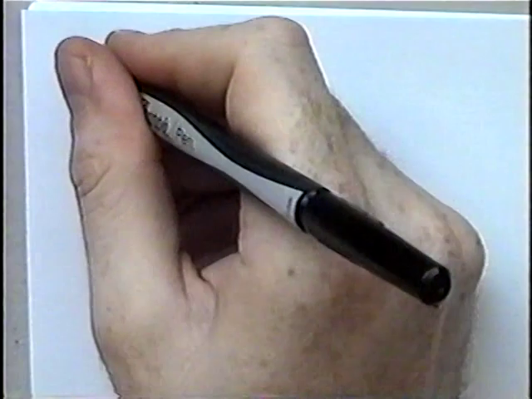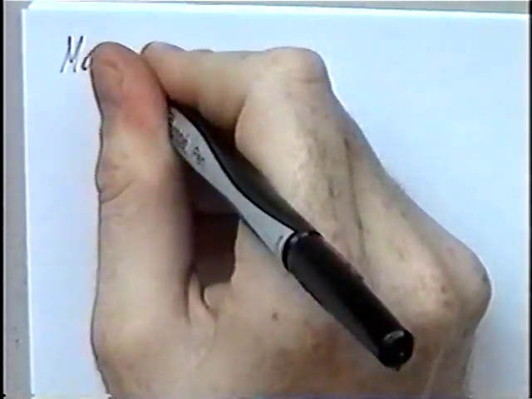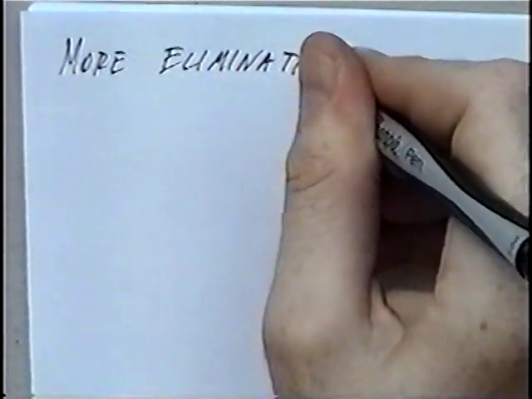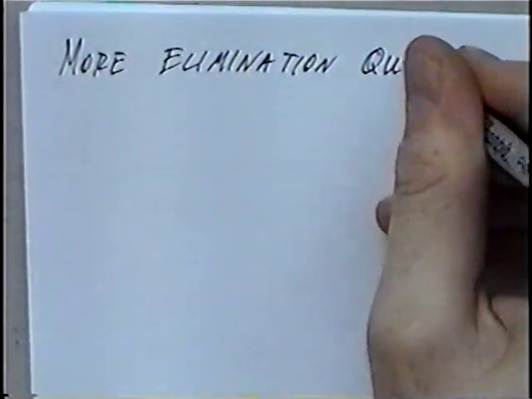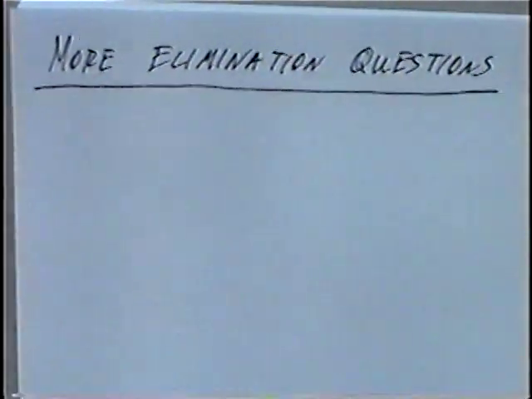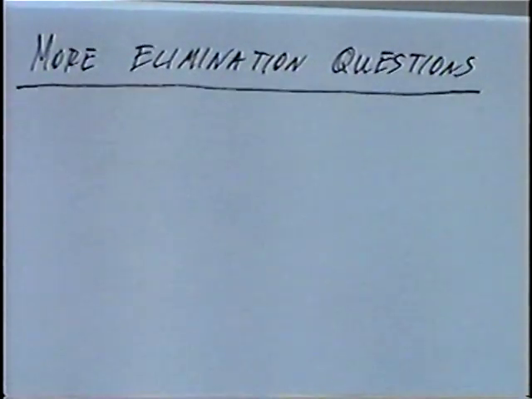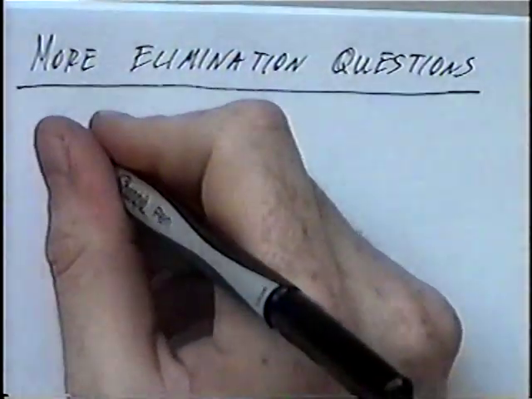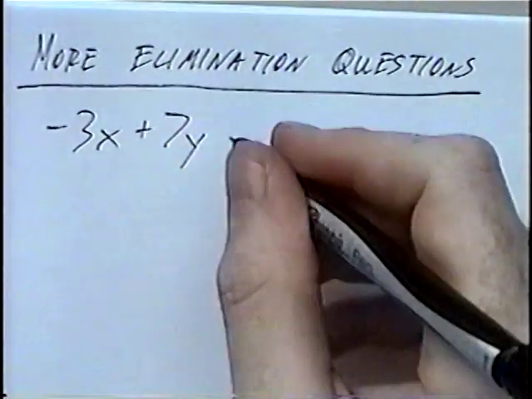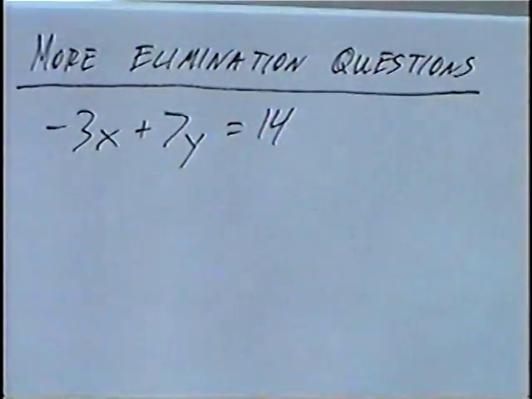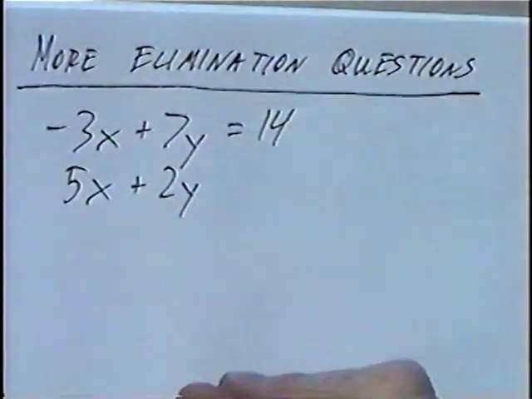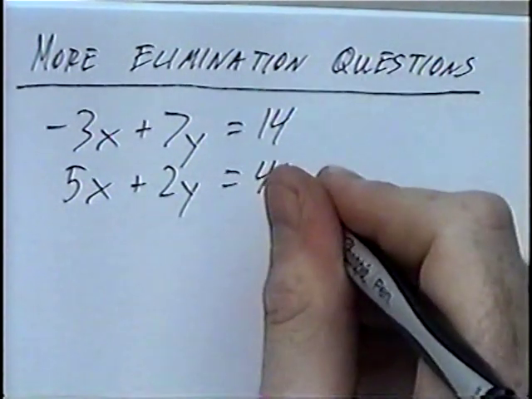Next section notes is titled More Elimination Questions. First question and only question for the section is negative 3x plus 7y equals 14. And second equation, 5x plus 2y equals 45.